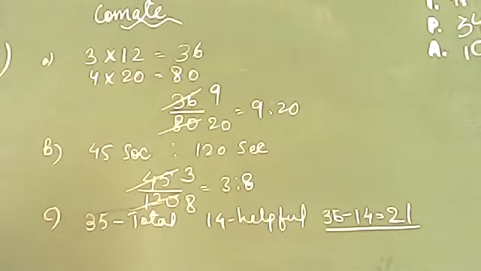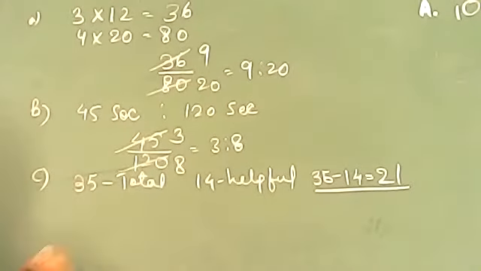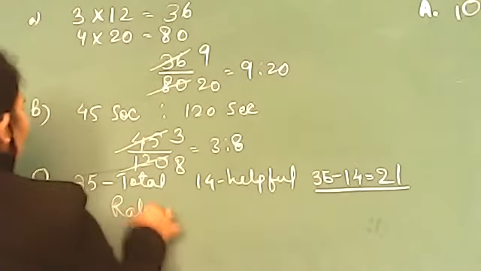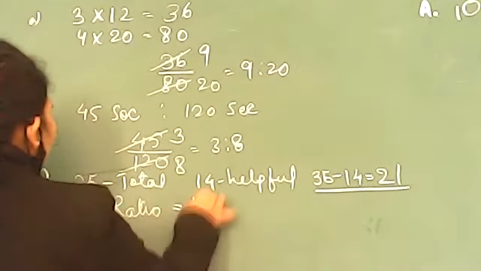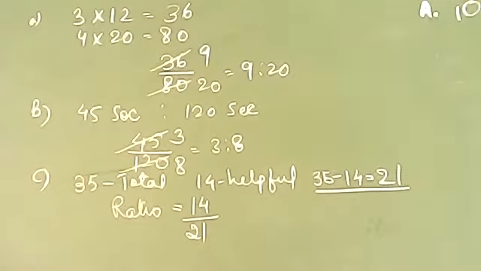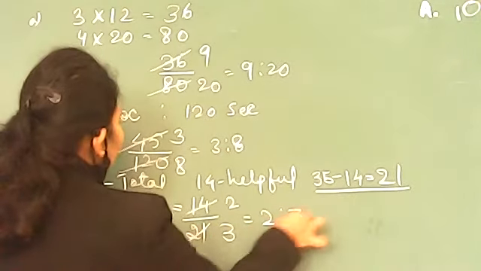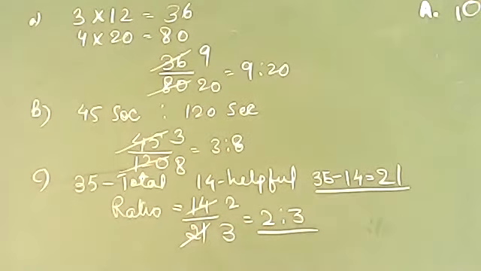Now it is telling us to find the ratio of helpful to non-helpful. So how many were helpful? 14. How many were not helpful? 21. Both can cancel by which table? 7. 7 2s are 14, 7 3s are 21. The answer is 2:3. This question number 1 is totally done.